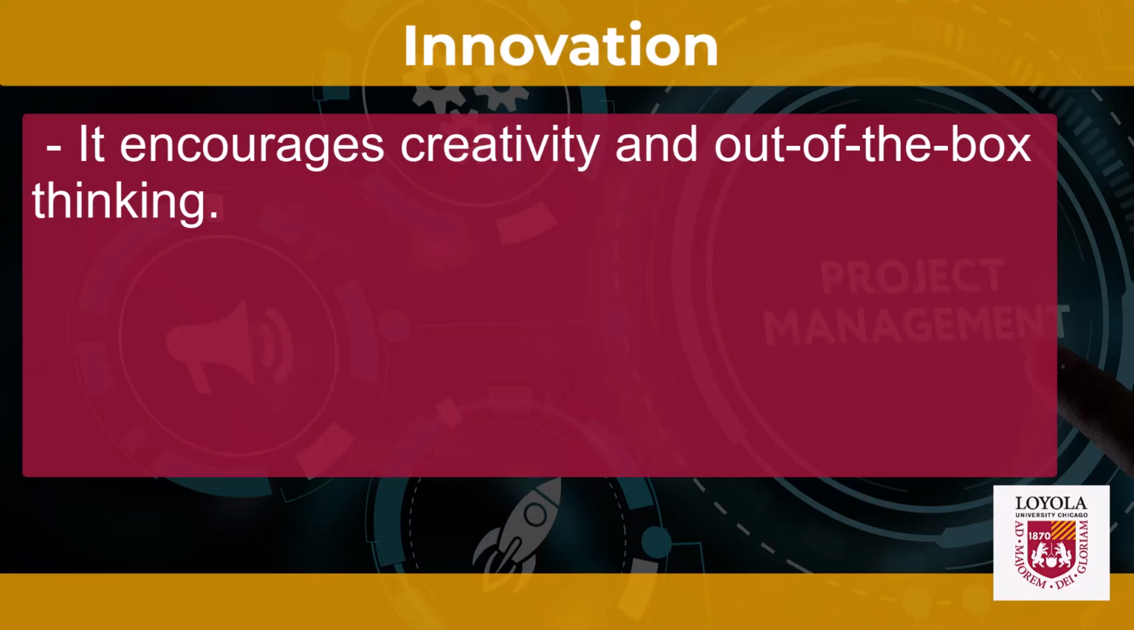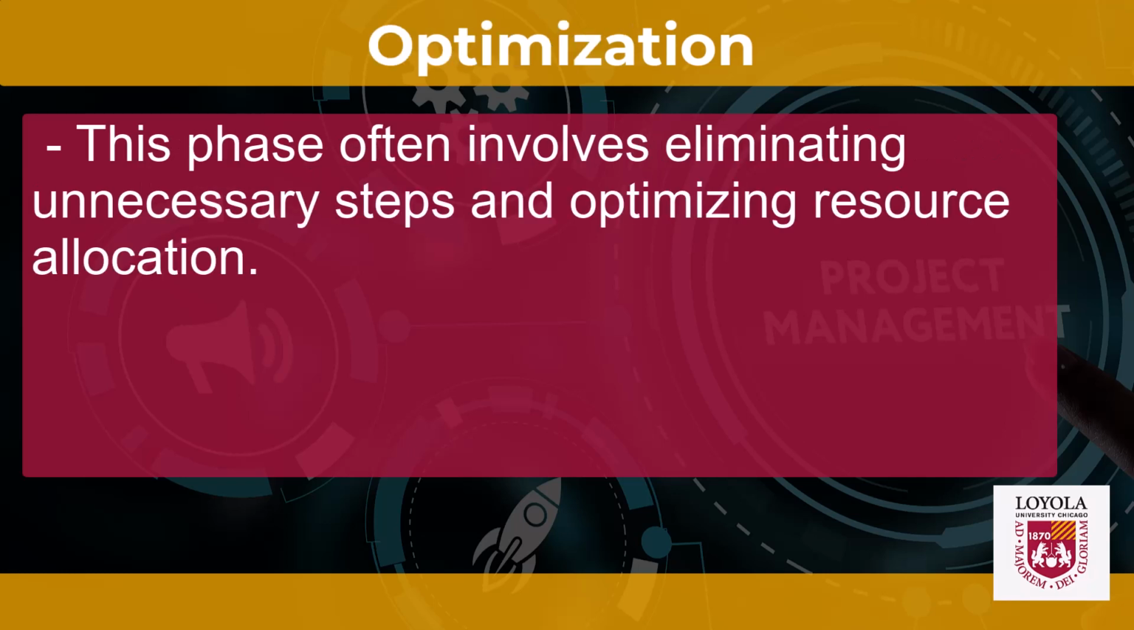And then there's innovation. Innovation encourages organizations to think outside the box, finding creative ways to manage projects and achieve better results. This phase focuses on exploring innovative project management approaches. It encourages creativity and out-of-the-box thinking. And then there's optimization, which ensures maximum efficiency and effectiveness by streamlining processes, reducing waste, and maximizing resources. Organizations streamline project management processes for efficiency, and this phase often involves eliminating unnecessary steps and optimizing resource allocations.